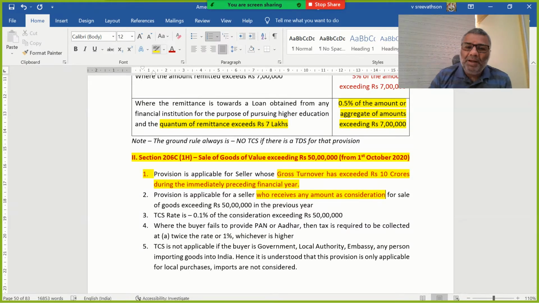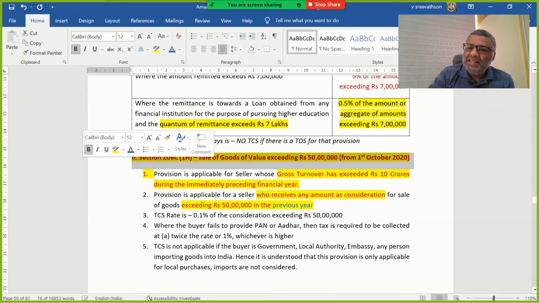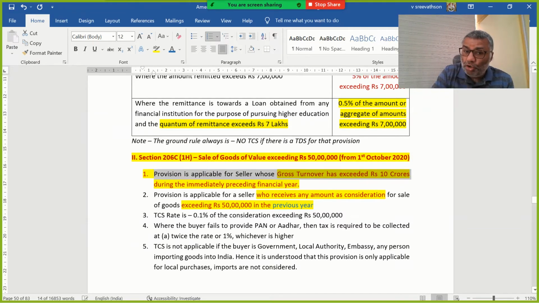So the provision is applicable for a seller who receives any amount as consideration, even advance, for sale of goods exceeding 50 lakhs in the previous year. You can understand the threshold limit as 50 lakhs. And the point I am again saying is, in the previous year, it is for the whole year, even though the provision is incorporated on 1st October 2020. I'll come to that.